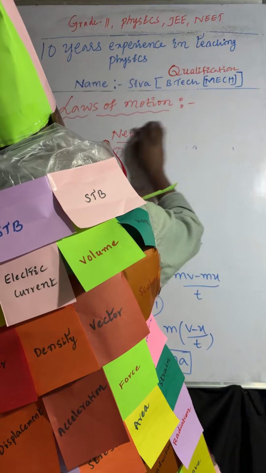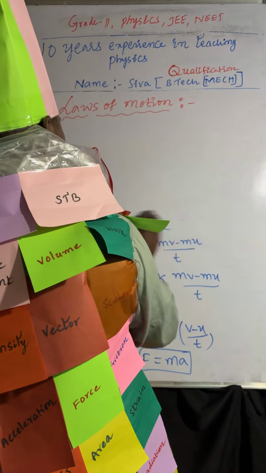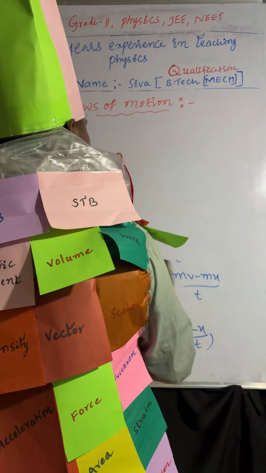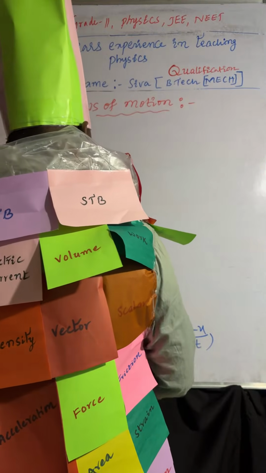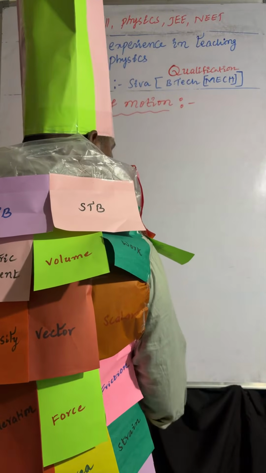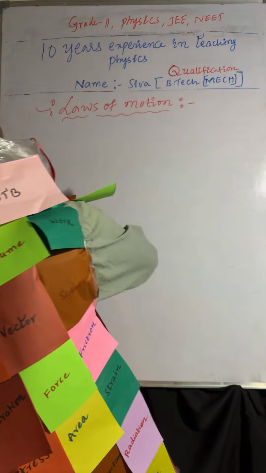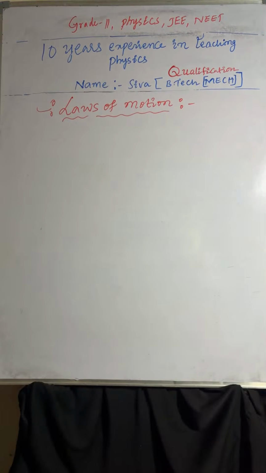So I hope it is very clear. Understood or not? Right from the starting: inertia of rest, inertia of motion, inertia of direction. Next, force: a push or pull of an object is called force. There are two types, contact force and non-contact force. So Newton's laws of motion: first law, second law, third law.